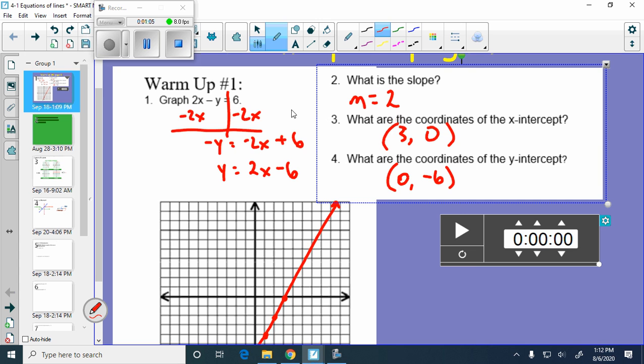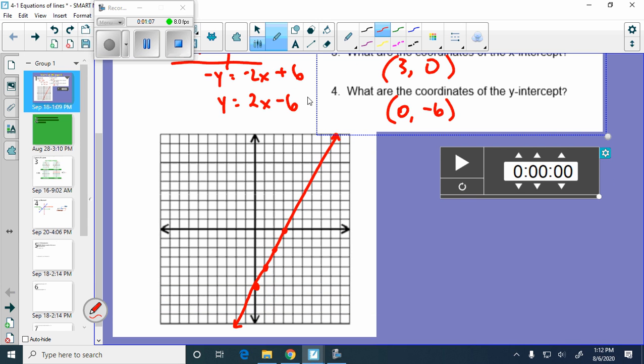Another way to do it is to graph this equation. So there's the y-intercept, -6. I went down 6. The slope is 2. That's up 2 over 1, up 2 over 1, up 2 over 1. Drew my line. And I noticed that the x-intercept is this point right here at (3, 0).